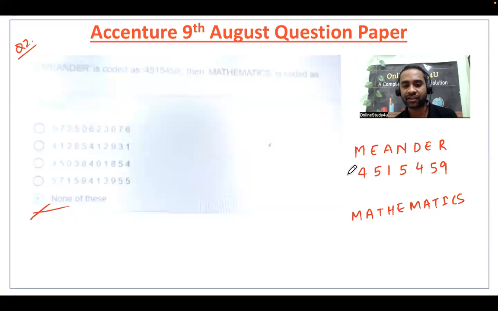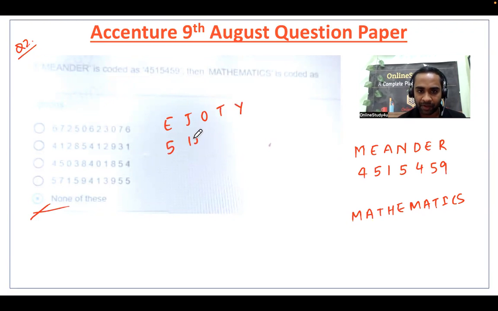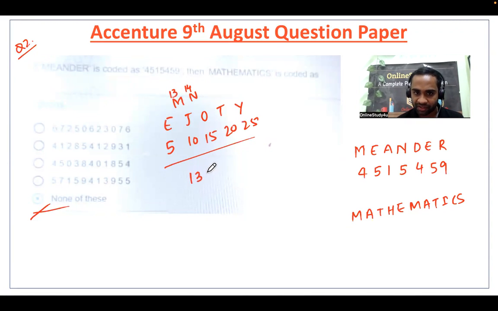Now let us understand the logic. Before that, friends, this code you have to keep in mind is OT, which I have told you in my multiple videos: 5, 10, 15, 20, and 25. Now M: MNO, so O is 15, N will be 14 and M will be 13. So for M, they have added 1 plus 3 and written 4. So wherever M is there, we will write 4.